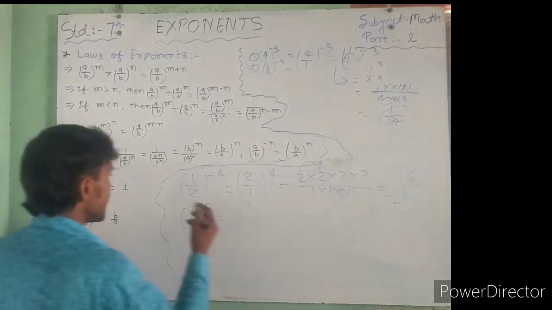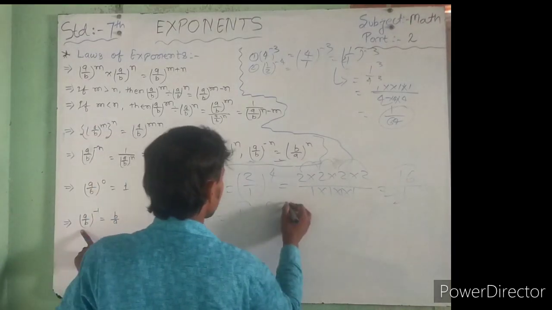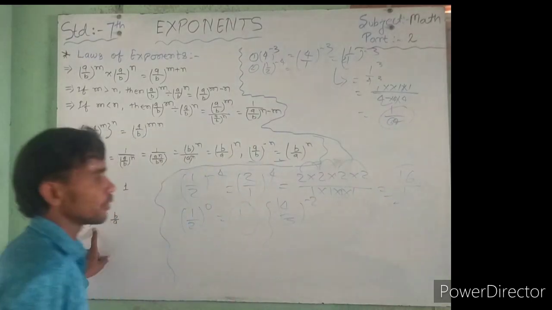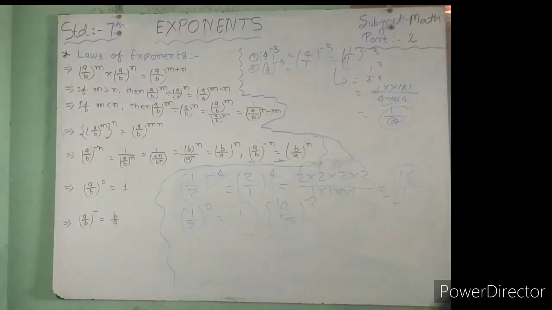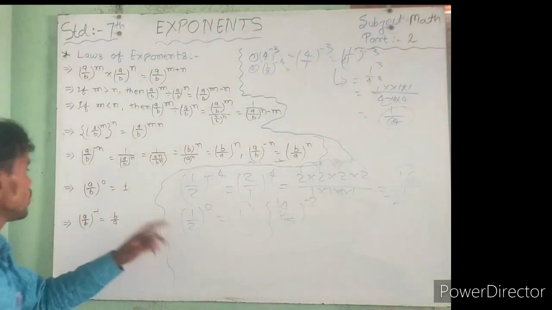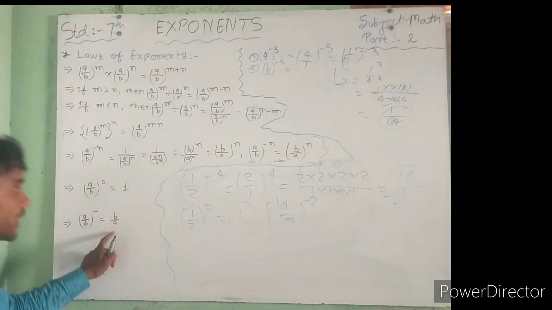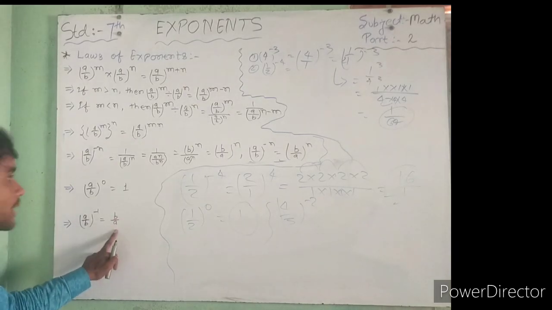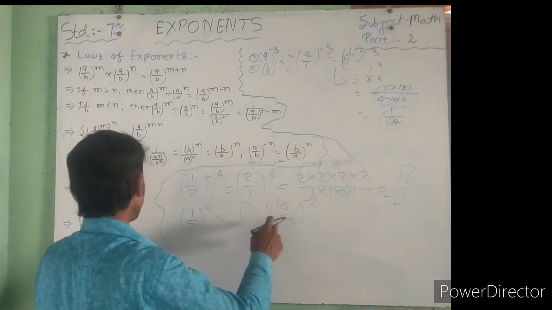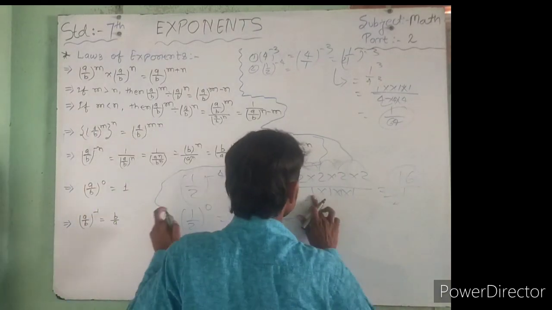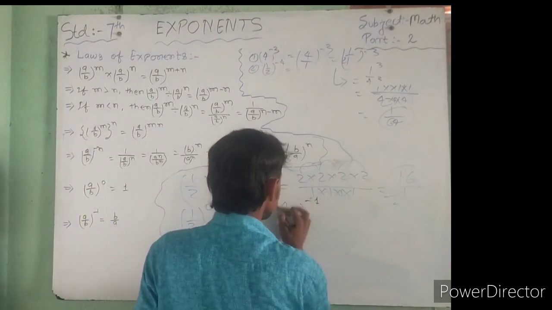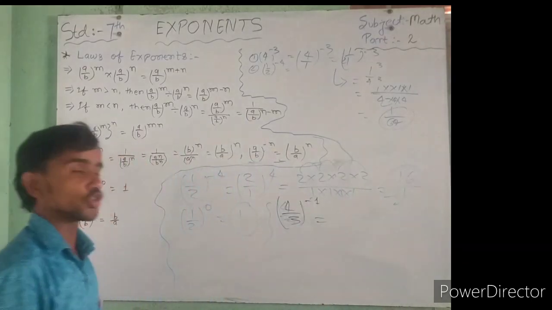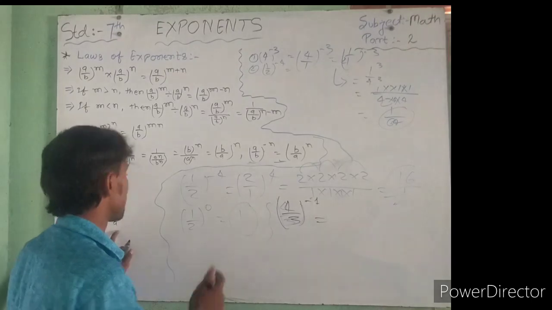And next, if a question comes in the form (4/3)^-2, how to solve it? Firstly, you convert it into the form b/a. That means the power becomes 1, so (4/3)^-2 becomes (3/4)^2. If any question has a negative power, you convert it into the form b/a.